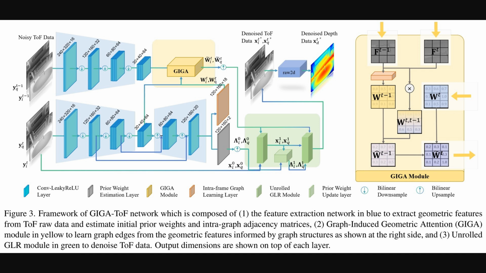Building on that idea of graph fusion, this network diagram shows us the complete GIGA-ToF pipeline. Okay, so on the left, 2 consecutive noisy frames enter the system. They first pass through a feature extraction network, shown in blue, to pull out key geometric information. Then, this information feeds into the core component, the yellow Giga module. This is where the cross-frame graph fusion happens, intelligently combining the underlying structure of both frames. Finally, the green module uses this fused graph to clean the image, producing the final denoised depth map on the right.